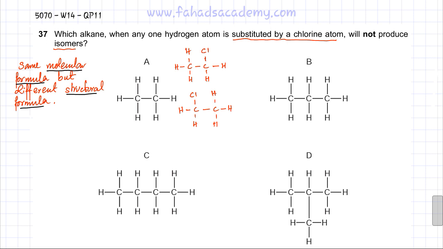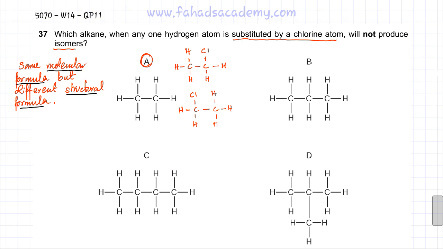So remember, by flipping or rotating or bending a molecule, you don't make isomers. When you're making isomers, you have to completely change the structures. You have to rearrange the bonds and the connectivity. So these two molecules are exactly the same, no matter which hydrogen is substituted, which means that whatever substance is formed, it's not going to form any isomers. So option A is going to be your correct option.